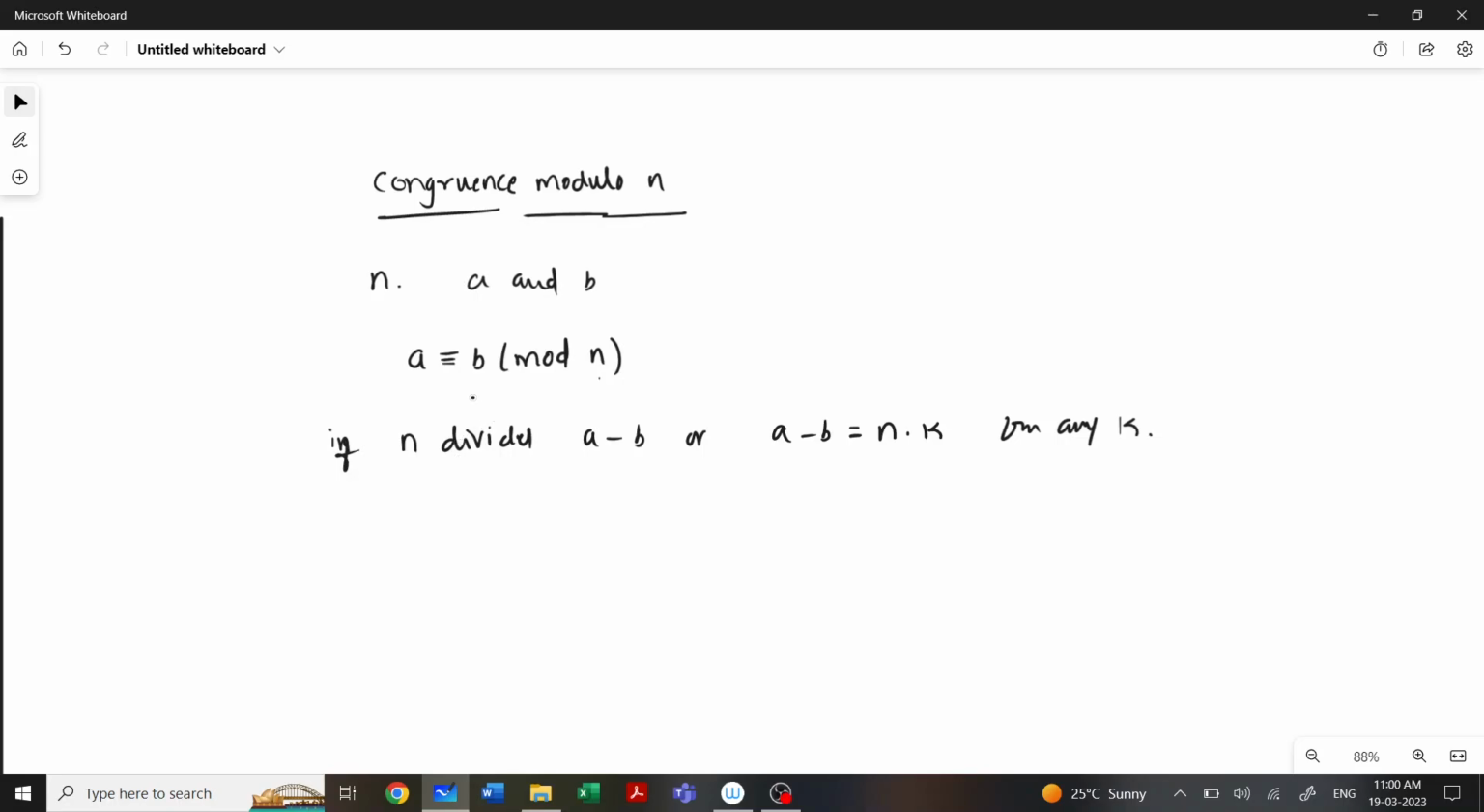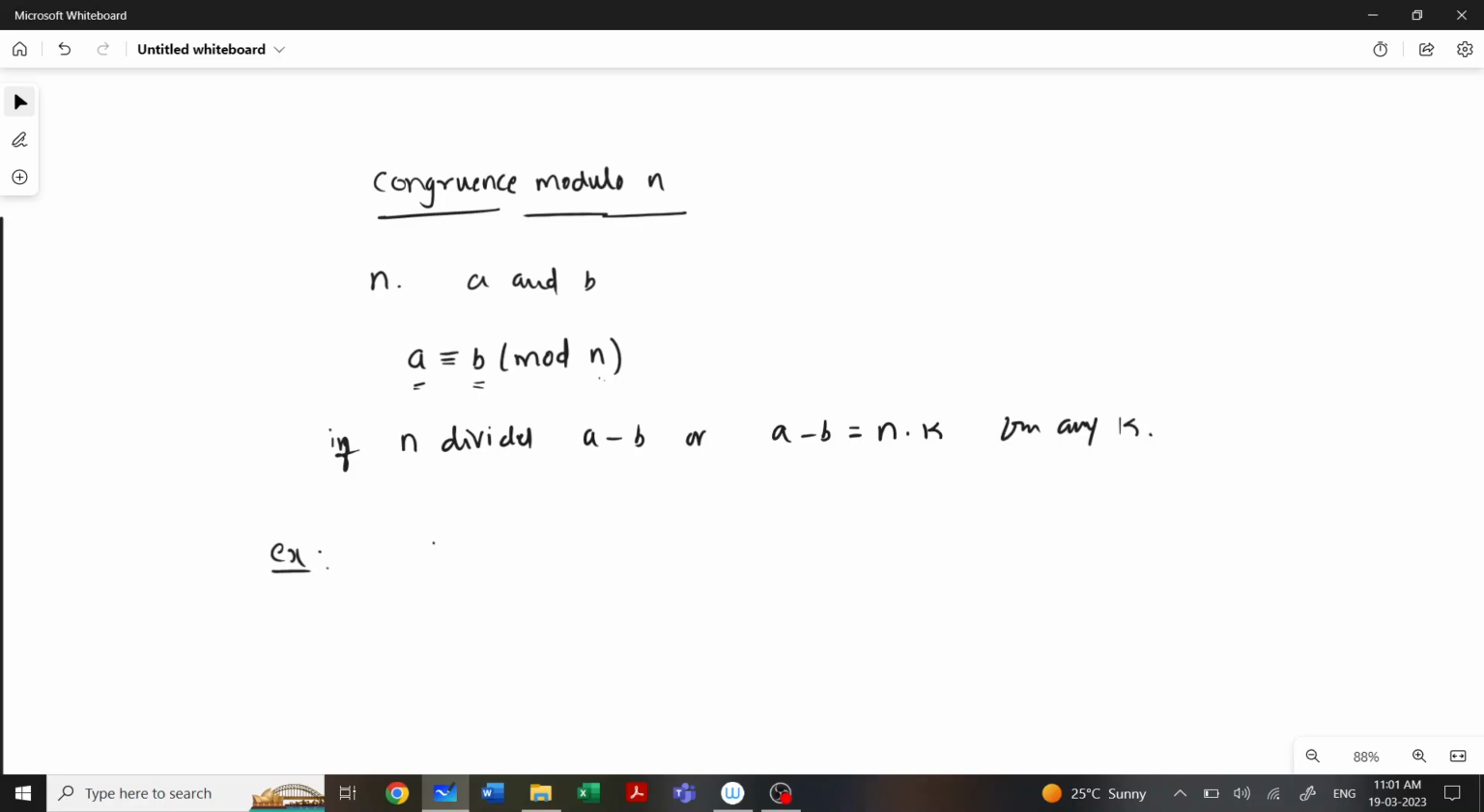Usually, in another way, if I divide a by n, whatever remainder we get is nothing but b. Usually b is less than n. Sometimes while solving a problem, if we get a value of b that is larger, then we divide b by n and take the remainder, and that remainder you can use. Now we will discuss an example.